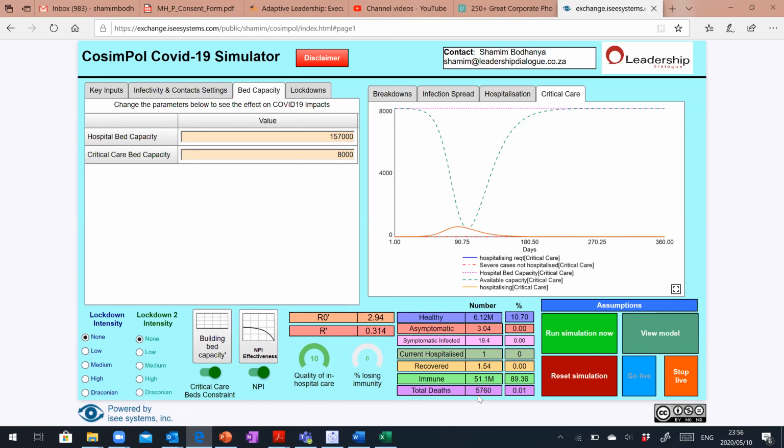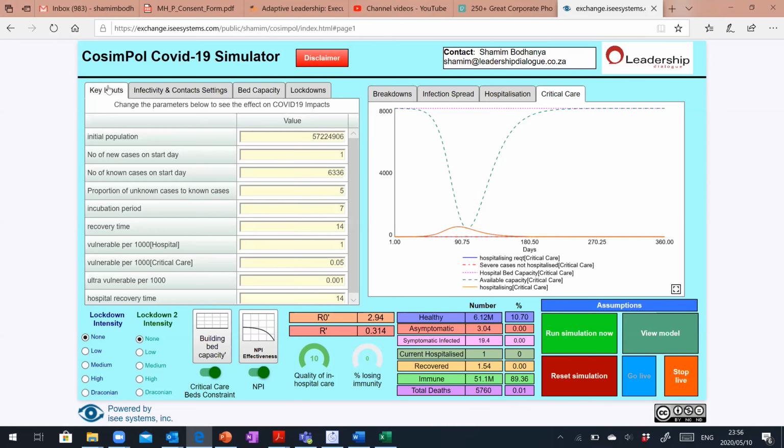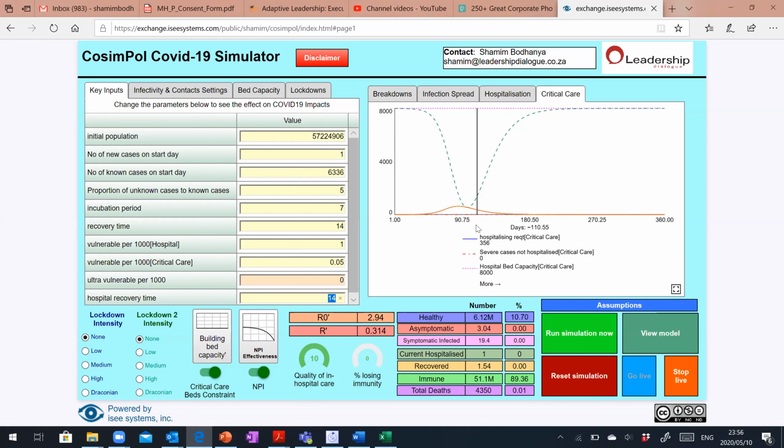Where does this contribution of 5760 come from? Well, essentially that's coming from the ultra vulnerable per thousand probably that just simply do not have opportunity to get to hospital. And if we remove that, that comes down. So we can now start experimenting in relation to bringing those number of deaths down.